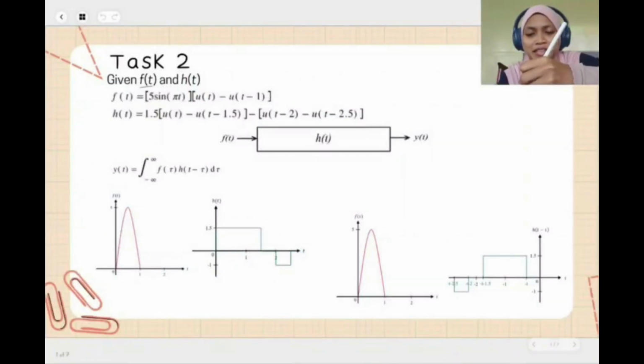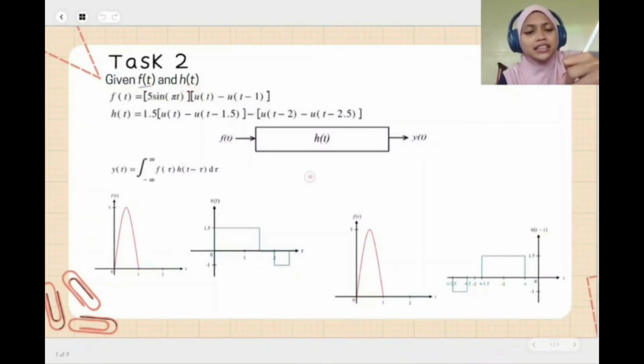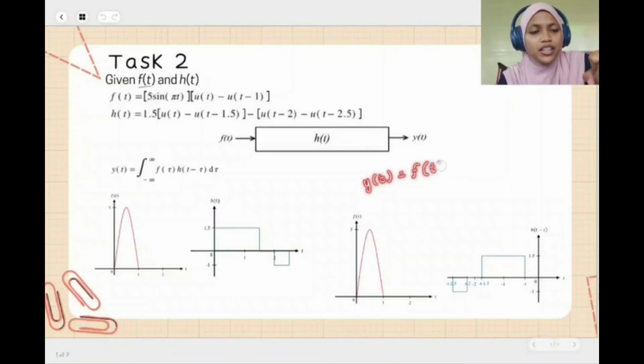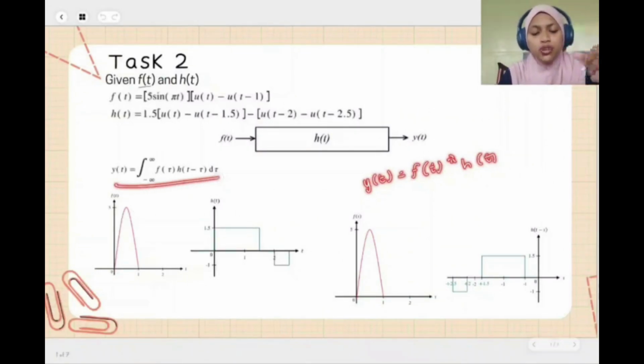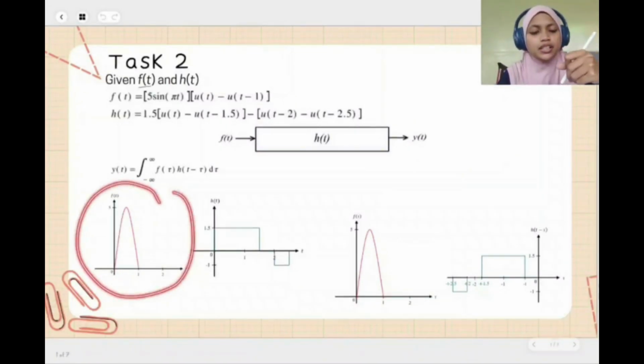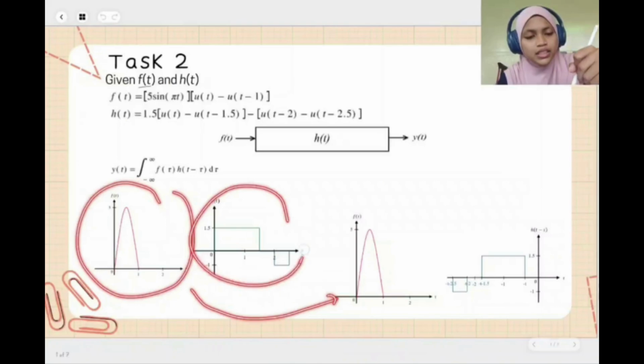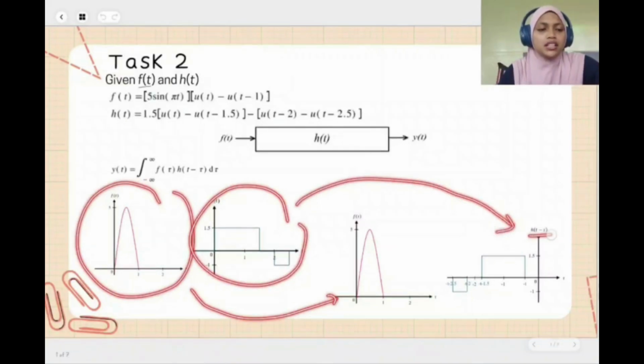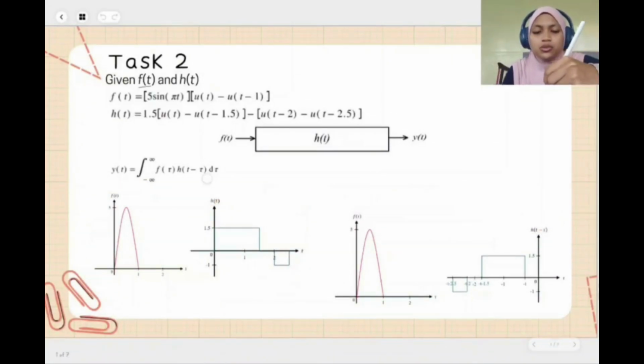Here, Task 2, it is given the input signal is f(t), while h(t) is the signal of the LTI system. To find the output y(t), it is the convolution of f(t) star h(t). So we will use this formula to find y(t). Well, first we need to convert this signal of f(t) to f(tau), while this h(t) to h(t minus tau). And then integrate with respect to tau from negative infinity to infinity to find y(t).